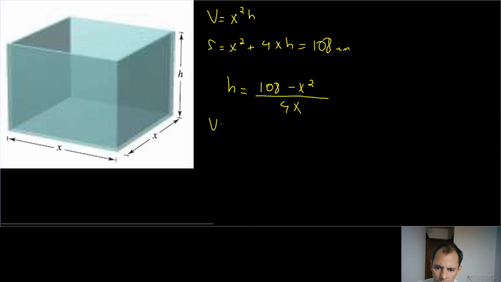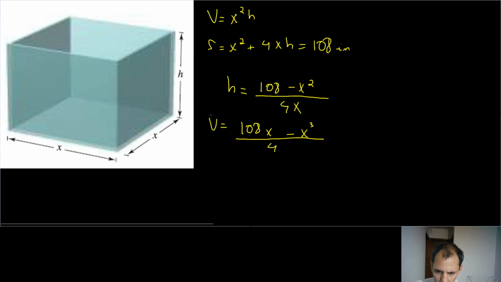So the volume is going to be multiplying this by x squared: 108 x squared minus x to the 4th, divided by 4x. Dividing everything by x, because you've got x everywhere, so you get this x out. x squared divided by x is just x. x to the 4th divided by x is x cubed. Okay, there you go.